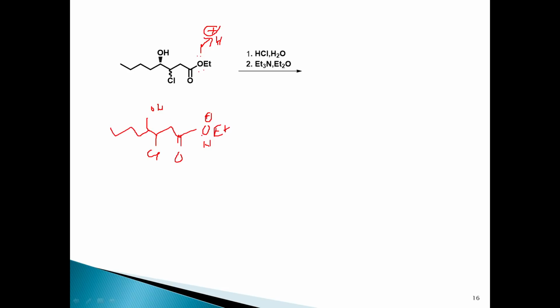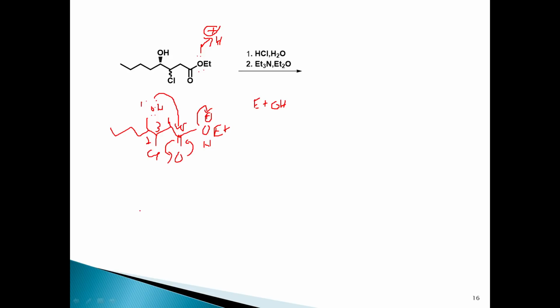Now this becomes a very good leaving group. The lone pair on this oxygen attacks this carbon. This double bond migrates to oxygen, comes back, and then this group leaves. So basically we have ethanol, EtOH, as a byproduct, and what is formed is a 5-membered ring. 1, 2, 3, 4, 5, and 5-membered rings are very stable. So a 5-membered ring is generated.